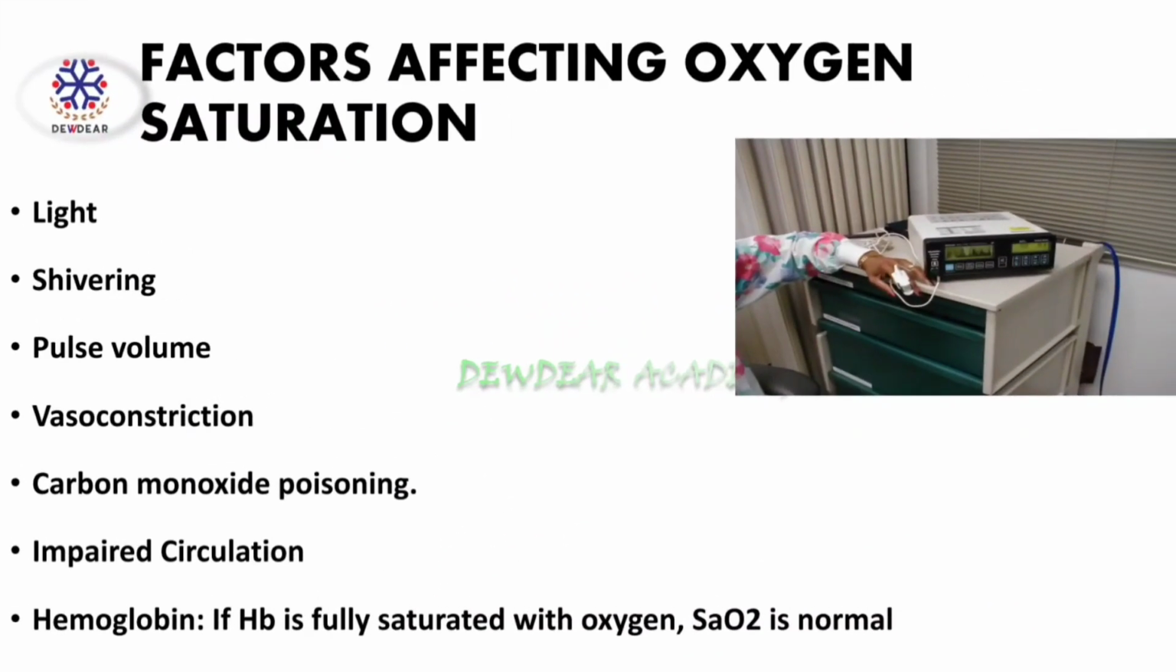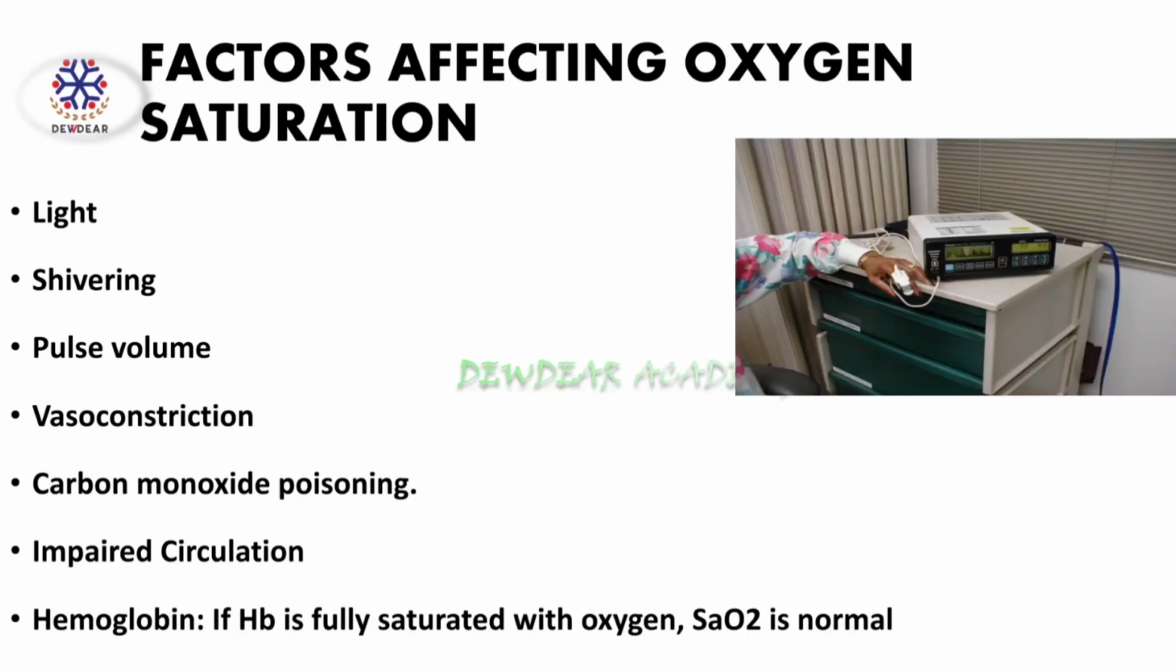Next is the factors affecting oxygen saturation. So first one is light. That is, the bright light such as operation theatre light or sunlight directly on the probe may affect the reading. So shield the probe from direct light. The next is shivering. That is, movement may make it difficult for the probe to pick up the signal.